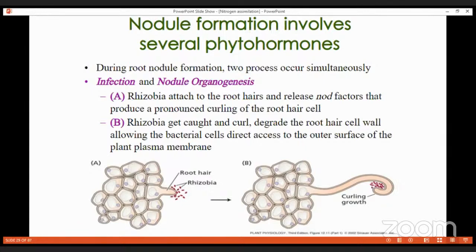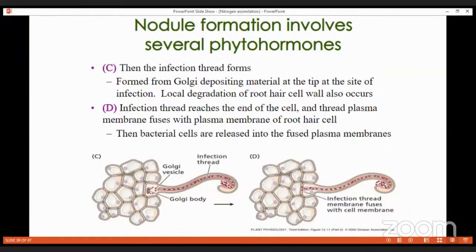In the first process, as you can see in the diagram, the rhizobia is attaching to the root hairs and releasing the nod factors, which basically form the lipochitin molecules. So that produces a curling in the root hair. After that curling, in the second picture, as you can see, the rhizobia get caught and curl and degrade the root hair cell wall, and it is entering directly into the outer surface of the plant plasma membrane.